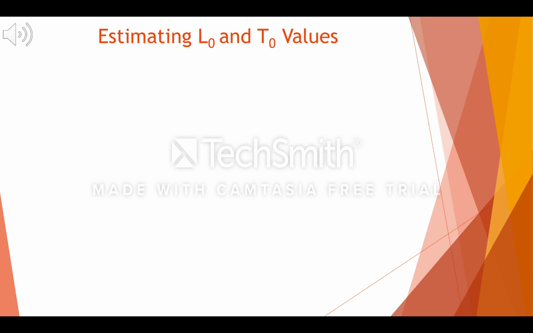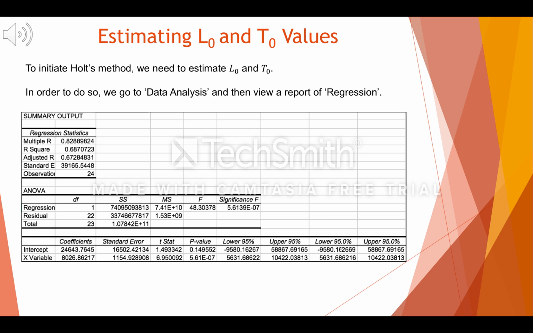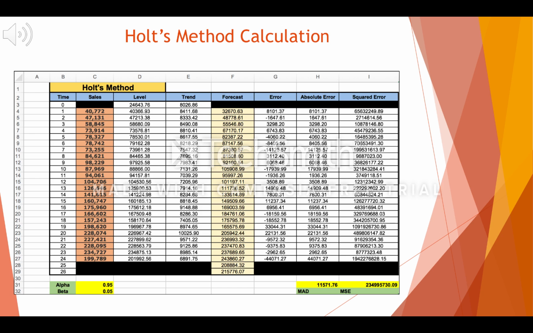To initiate Holt's method, as introduced in the last slide, we need to estimate L0 and T0, which are not given. First, we have to go into data analysis and select a regression report. As shown on the slide, take the value of column coefficients. Intercept is for L0 and the slope is for T0 respectively. To calculate a forecast for Holt's method, we insert our level and trend values for time 0. Shown below are the formulas used.